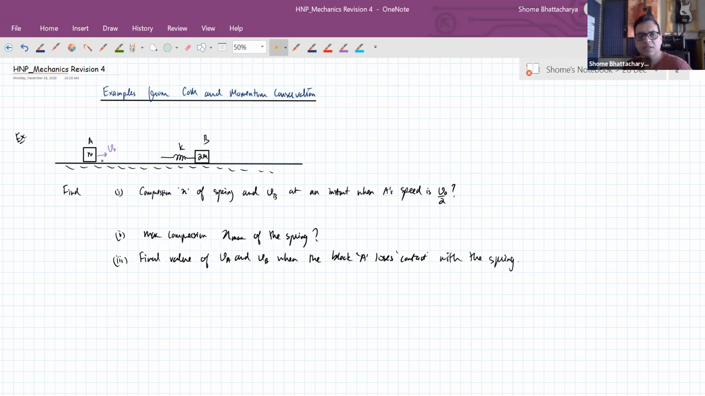So what happens here is A initially comes in contact with the spring, compresses the spring, in the process transfers some momentum to B, and eventually the spring relaxes back to natural length, and because A is not fixed to the spring, eventually A loses contact with the spring again. So the third part is you have to find the speeds or the velocities of A and B when that happens. That is, the spring relaxes back to natural length and A loses contact with the spring again.